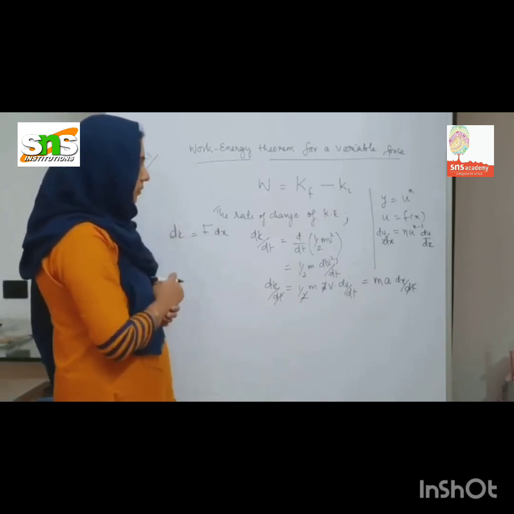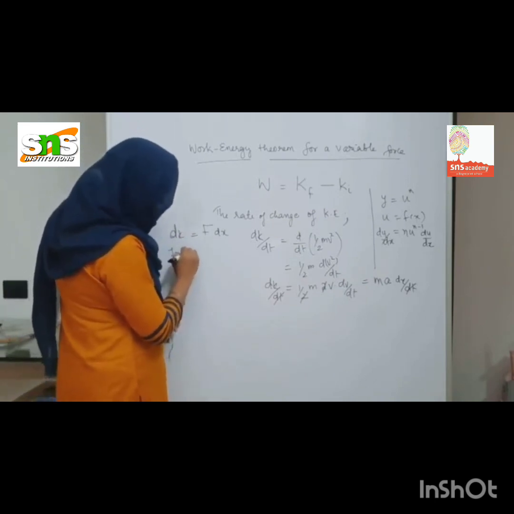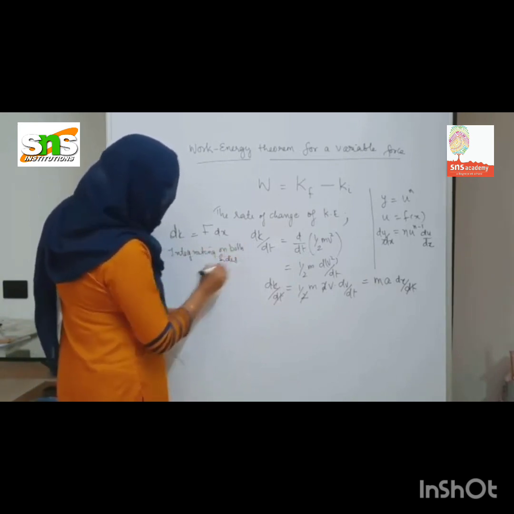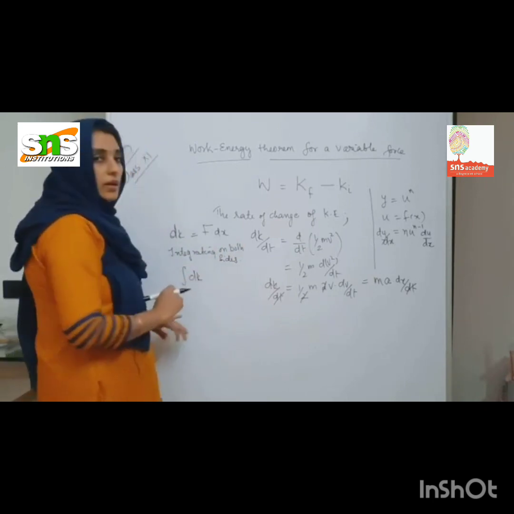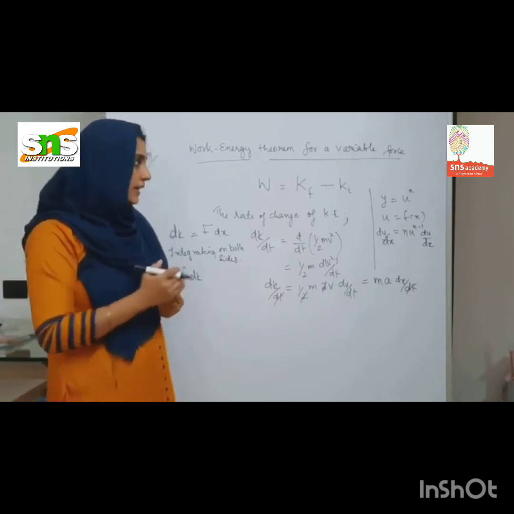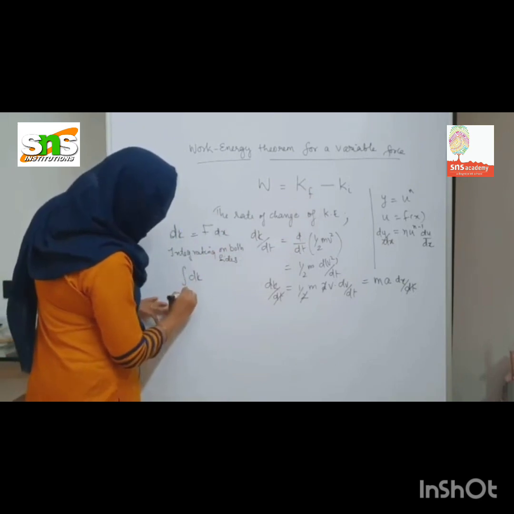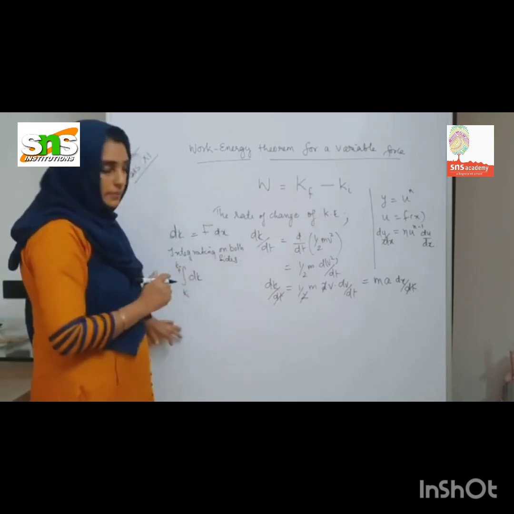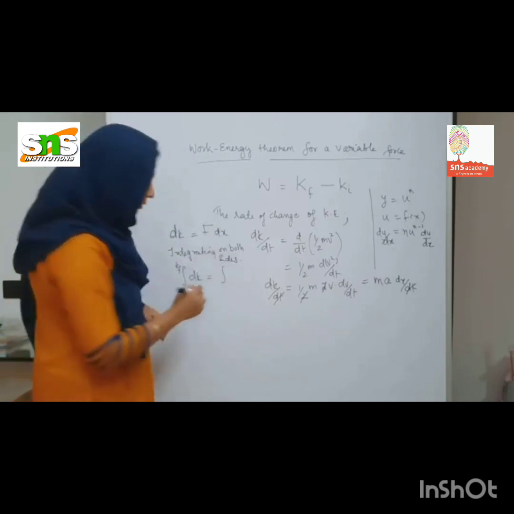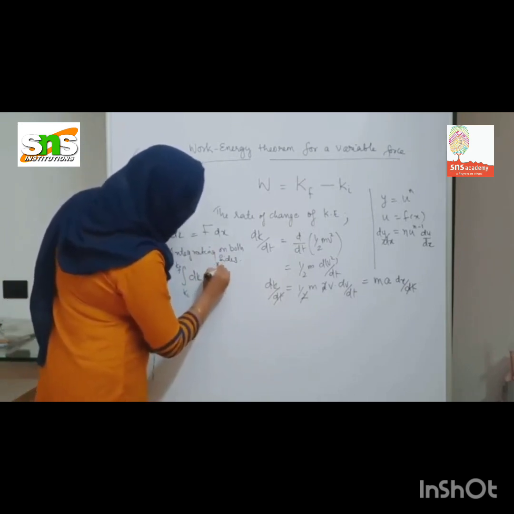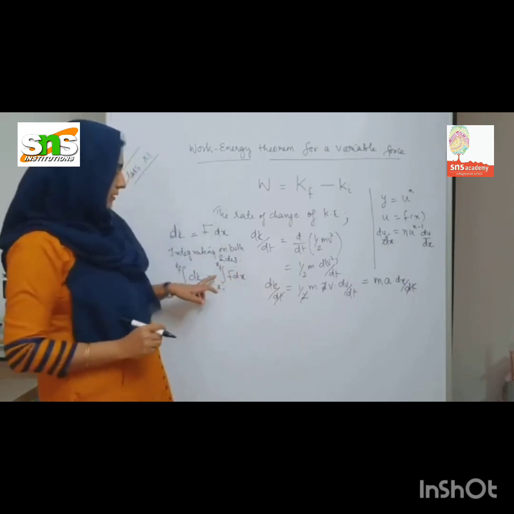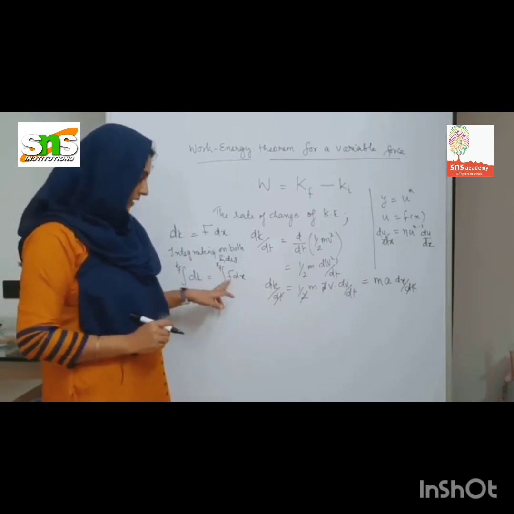So integrating on both sides, what do you get? Integral dK. When you integrate the kinetic energy, we have the limits, because the kinetic energy changes from initial value Ki to Kf. So we put the lower limit as Ki and upper limit as Kf. This is equal to the integral such that the position of the body changes from xi to xf. So on the right hand side, we put the lower limit xi and upper limit xf, of integral F dx.